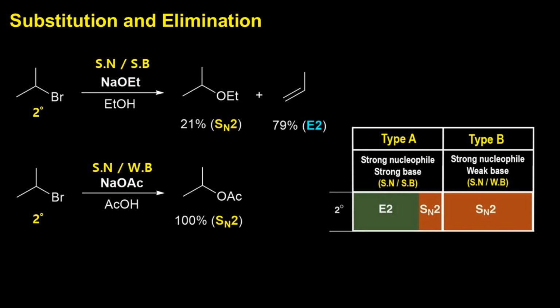And that's it for today's lesson on substitution and elimination. I know it's a lot to take in at once, but don't worry. The more you practice, the more natural it'll feel to figure out which mechanism is most likely. So next time you see an alkyl halide and a reagent, stop and ask yourself the right questions. What's the substrate? Is the reagent acting as a base or a nucleophile? What kind of solvent is it in? Once you get into that habit, predicting the outcome becomes so much easier.